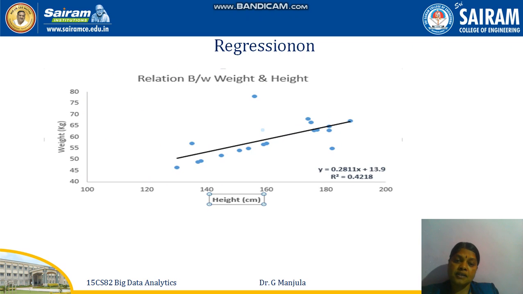Now what is meant by regression here? You can find here on the y-axis the weight in kg, and on the x-axis the height in centimeters. The relationship between weight and height is given in one small equation: y = 0.2811x + 13.5, and R squared is equal to 0.428.